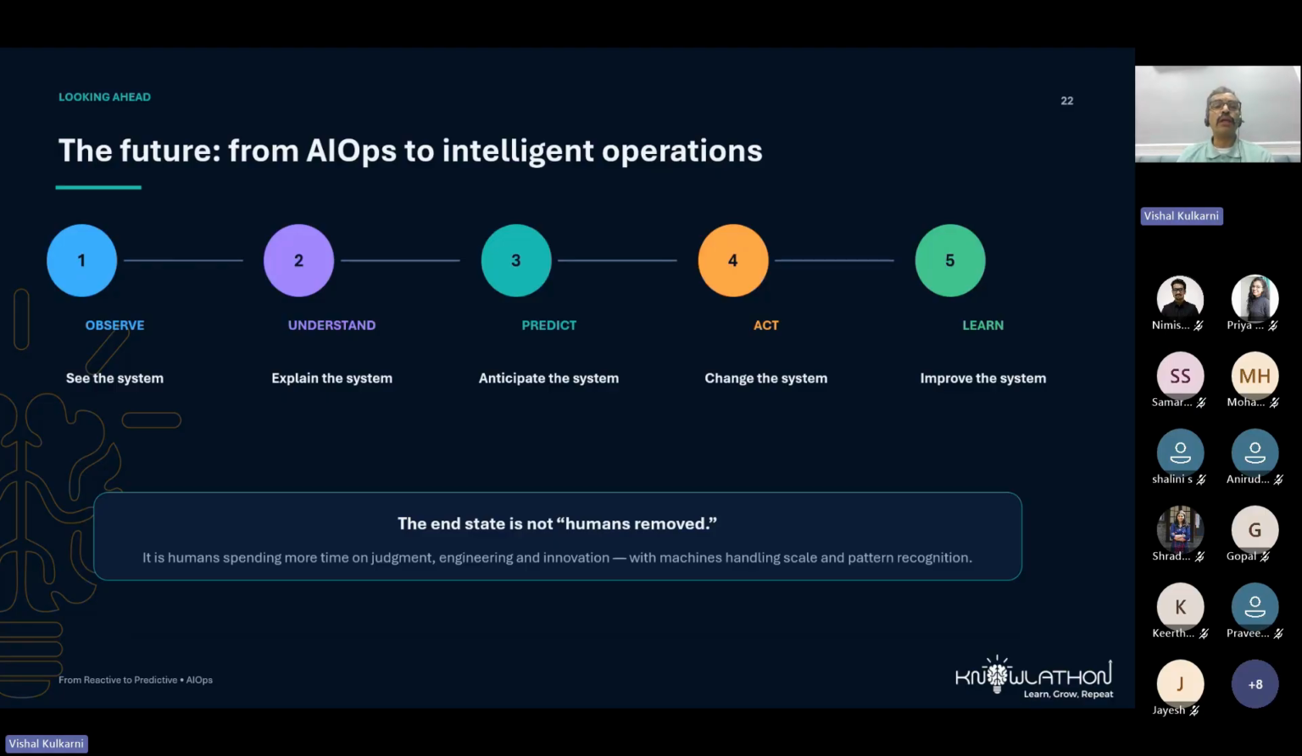The future, from AI ops to intelligence operations. Definitely, we need to understand here that the more dynamic the environment becomes, the more valuable human judgment becomes. And that's the crux which you really need to understand. This is a 5 step approach: observe, see the systems; understand, explain the system; predict, anticipate the system; act, change the system; and learn. This is more about improving the systems.